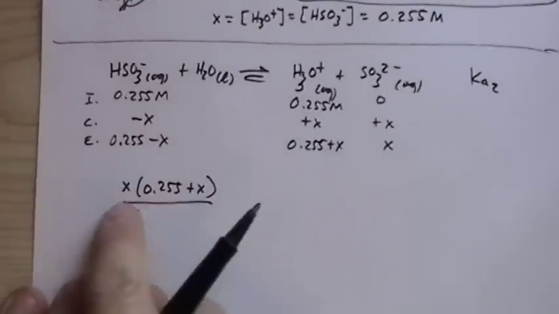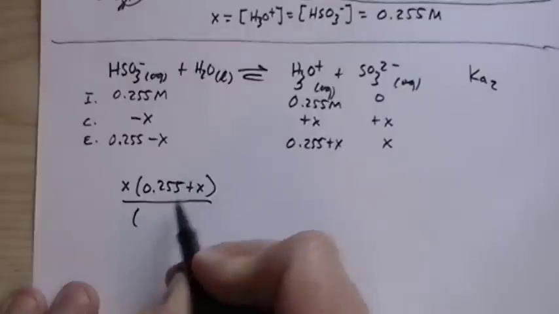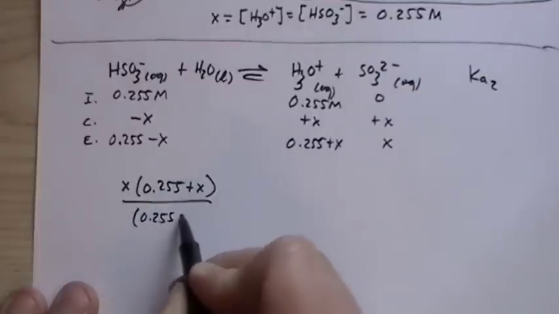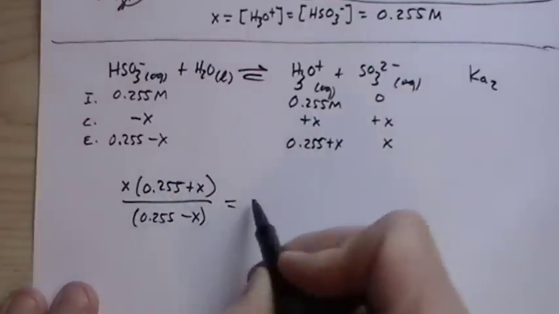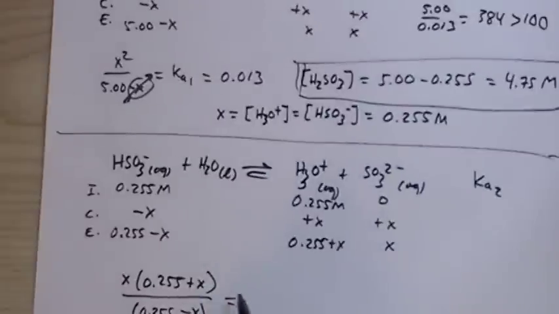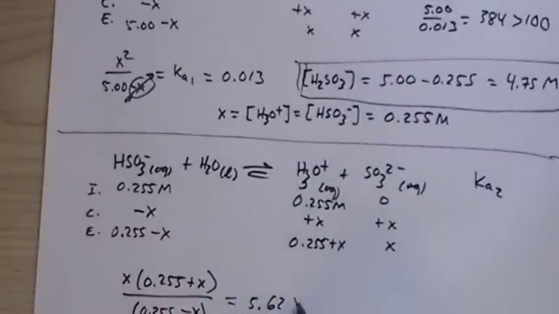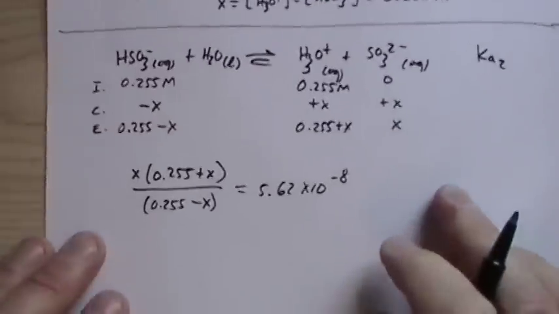I switched them around for a reason. Normally the H3O plus would be on the left side. Doesn't matter because they're just being multiplied together. I'm doing that because we're going to have to do some canceling. And that's equal to Ka2, and Ka2 is 5.62 times 10 to the minus 8.